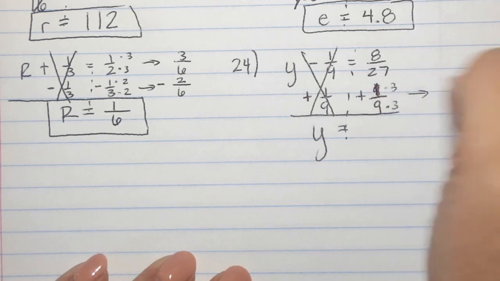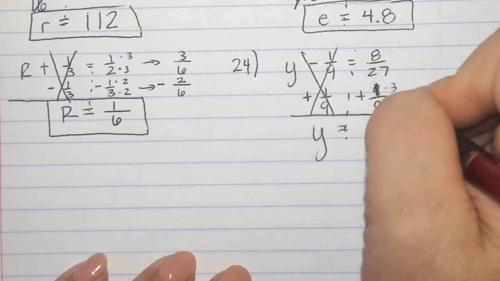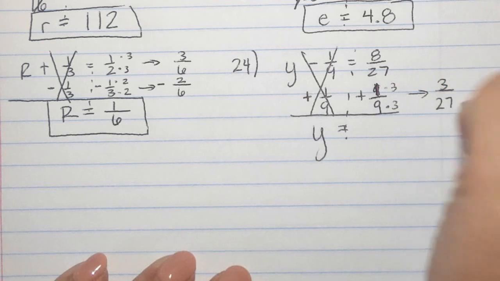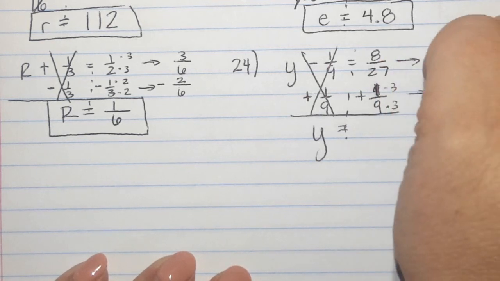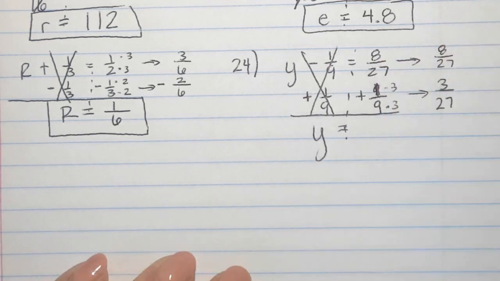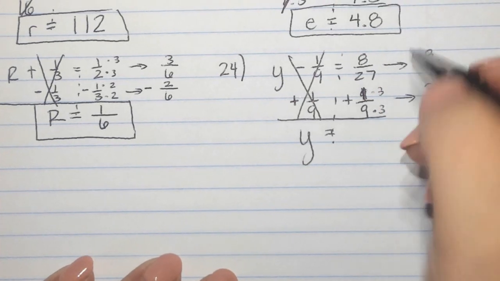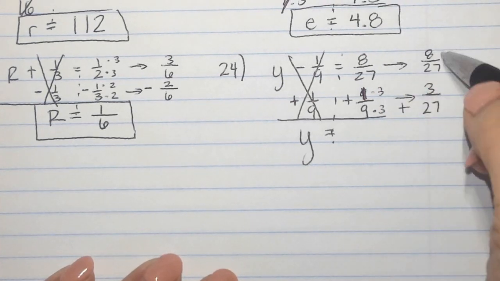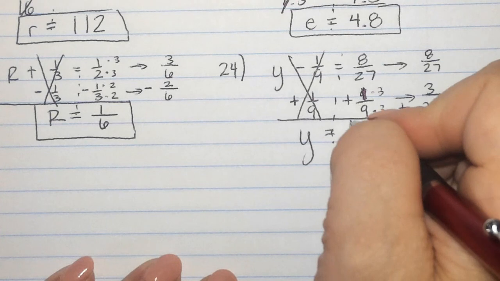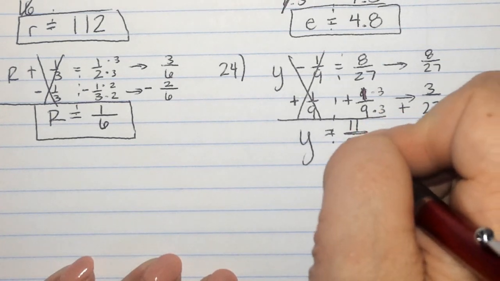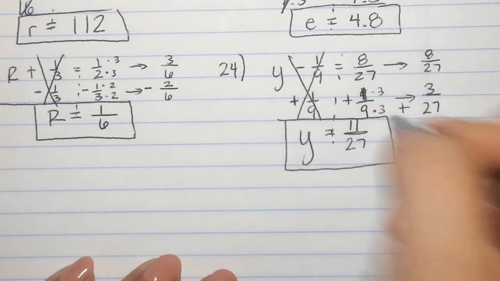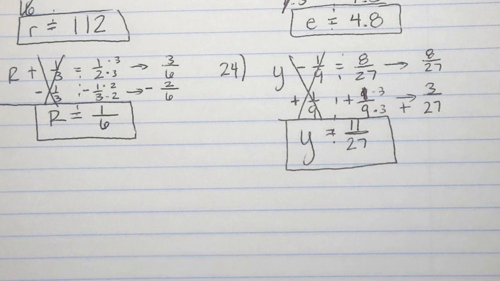So that changes to 1 times 3, 3. 9 times 3 is 27. Am I doing anything to 8 and 27? No. All right, so now what do I need to do with those? Add them up. 8 plus 3 is 11. What happens to my bottom number? It just stays there, so I get 11 over 27. Will that simplify? No, that's it.